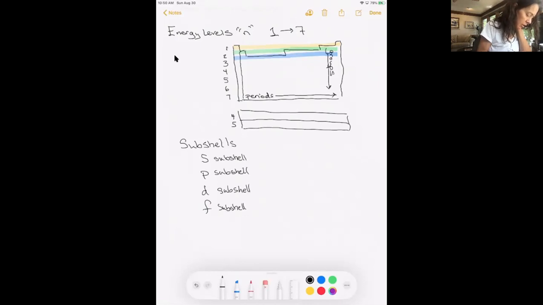Subshells, and students get really confused. That's why I'm going very slowly and I'm writing a lot. Subshells contain orbitals, okay? And electrons are located in those orbitals.